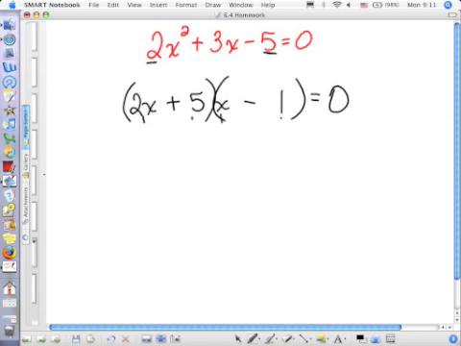If the product of these two, if there are factors that you can use to get that middle term, then it's factorable. You need to go find them. All right, so here x was equal to negative 5 halves or positive 1. If you can factor it, factor it.